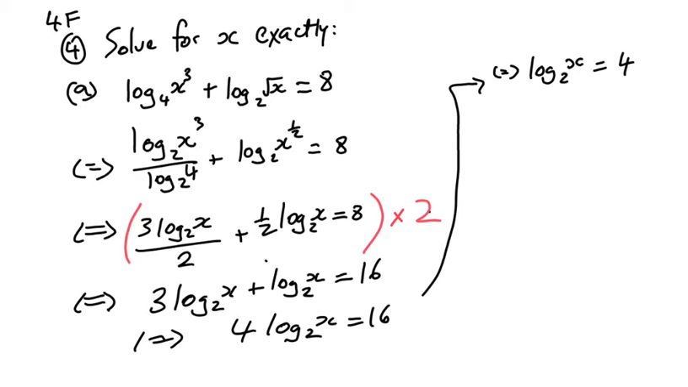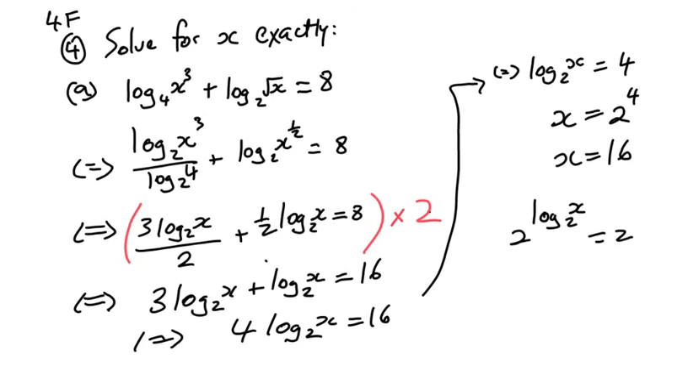And then it's up to you whether you just want to go from log form to index form. If we do that, we can go x equals 2 to the power of 4, x equals 16. The other alternative, of course, is just to raise each side to the power of 2. So I'd have 2 to the log of x base 2 equals 2 to the power of 4. The left hand side simplifies to just x, and again we get x equals 16. I'll move on to the next one shortly.